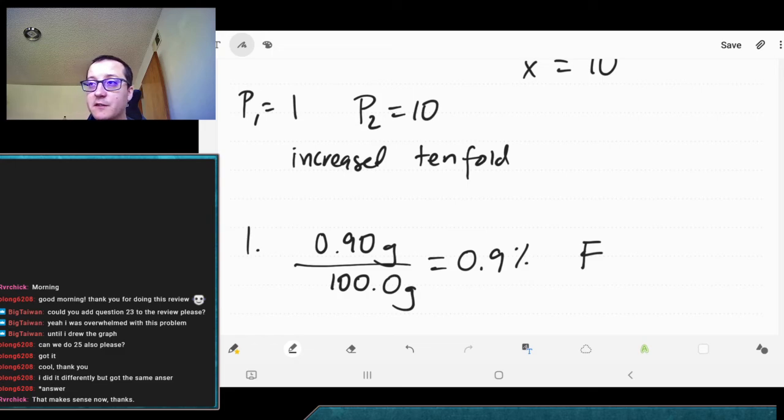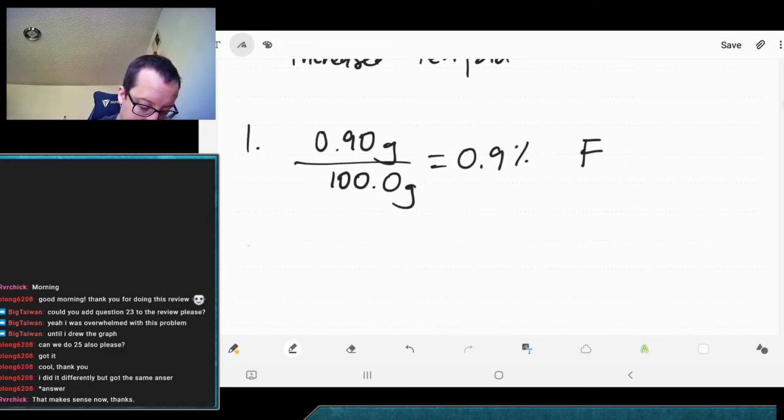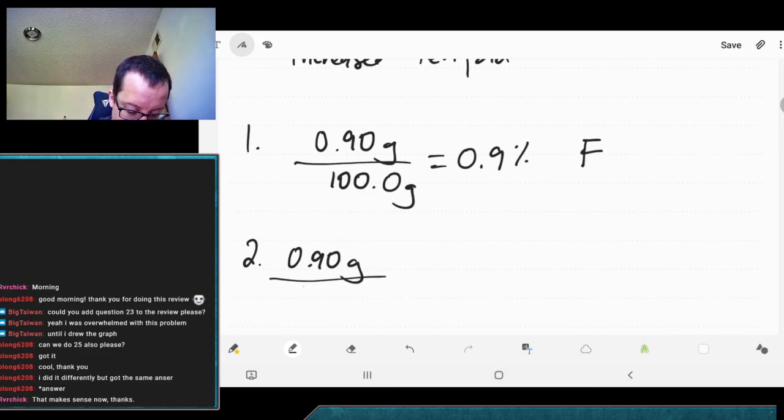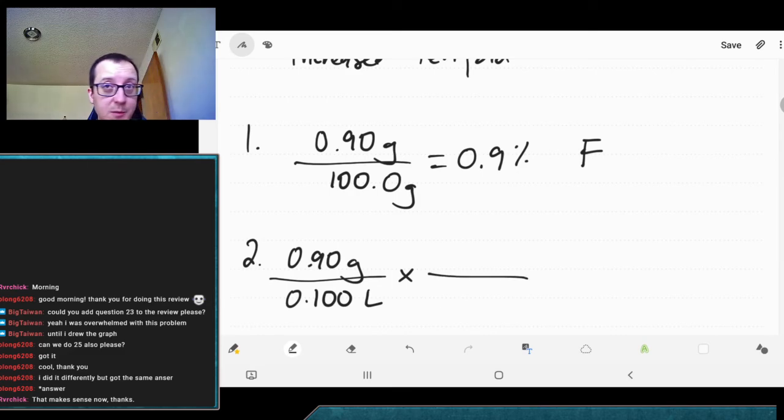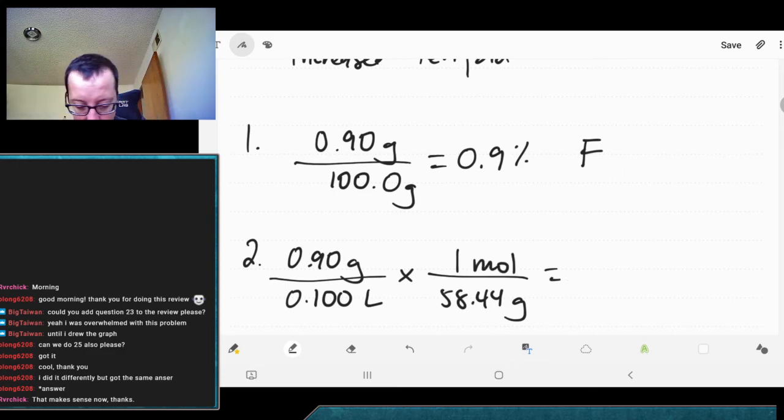The molarity is 0.15. Let's see. So we have 0.90 grams over 0.1 liters. Let's go ahead and convert that to moles per liter. We would use our molar mass. Let's see, 0.9 divided by 58.44. Indeed, we get 0.15. So this one will be true.